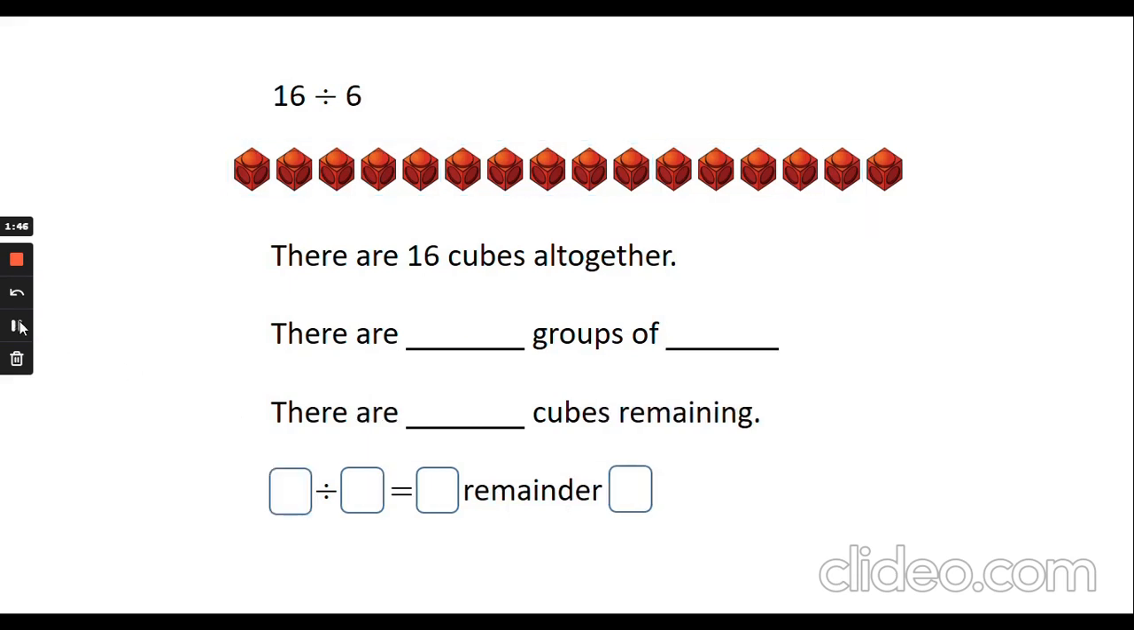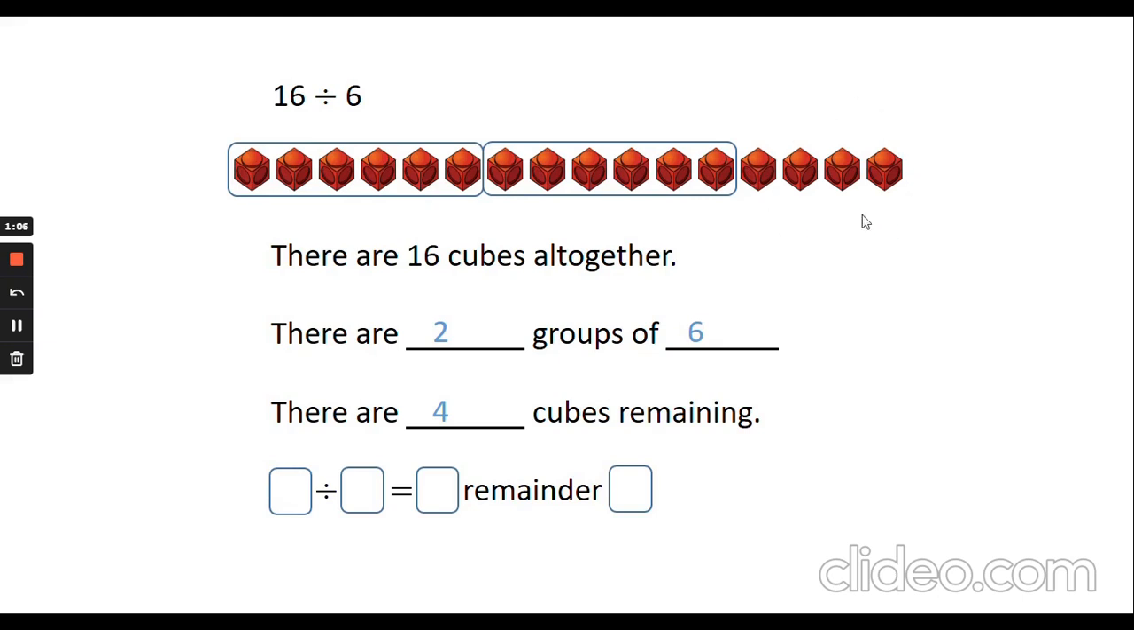Let's complete this question together. You can pause the video and see if you can write the numbers in before we do it together. Okay, so 16 divided by 6, we are making groups of 6. So I've got 1 group of 6, 2 groups of 6, and then I can't make any more groups of 6. I only have 4 cubes left. So there are 2 groups of 6, and there are 4 cubes remaining.